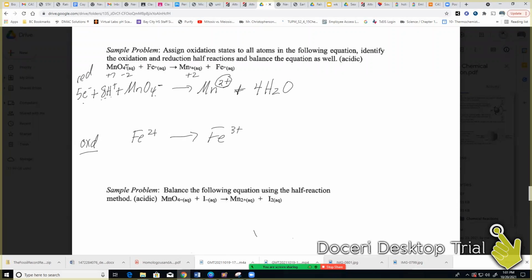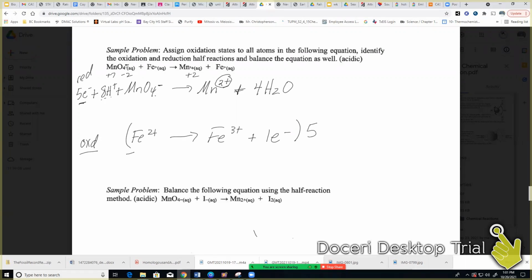The Fe won't be so hard. I don't have to worry about oxygen. I don't have to worry about hydrogen. How many electrons do I need to add? Just 1 electron, right? All right. So our next step is I want those electrons to cancel out. This equation has 5. This one only has 1.